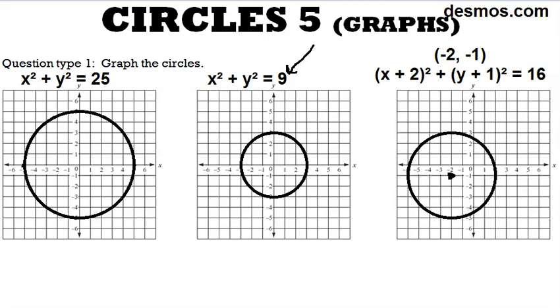Because our circle had a radius of 4. And I knew that not only because I counted, but because 4 squared is 16. And that's where that 16 becomes relevant. Okay.